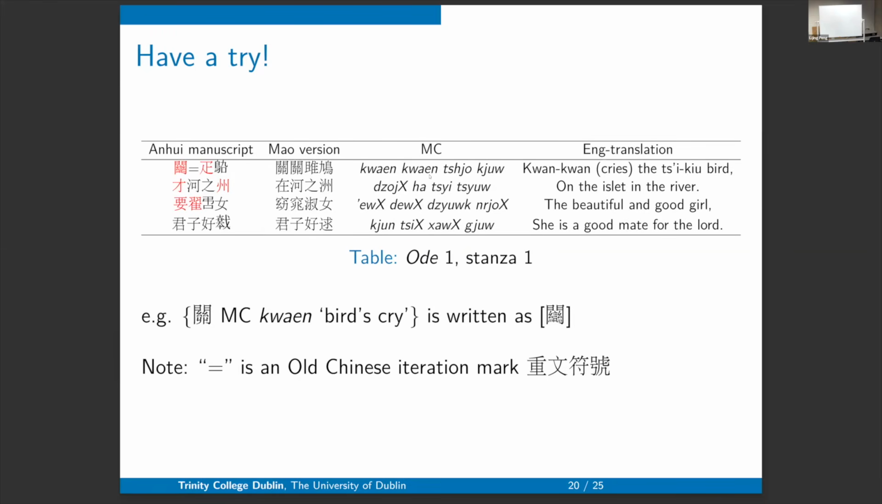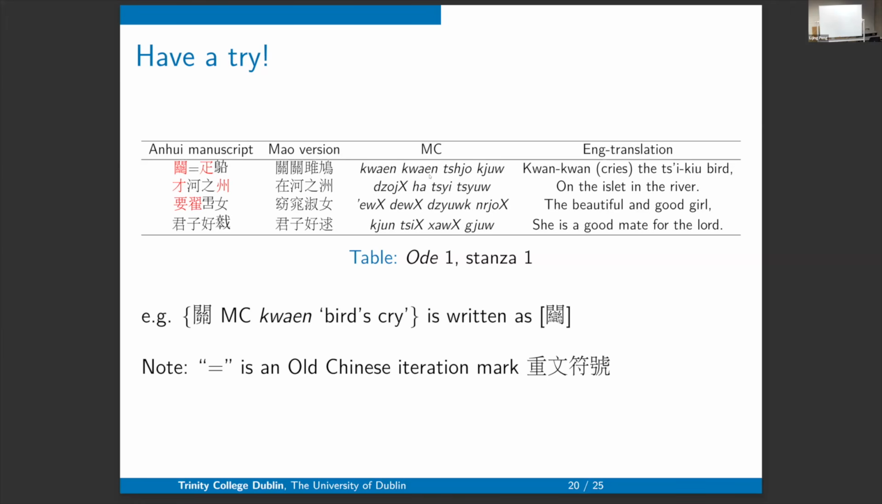Now, for those who have sharp eyesight, you can take a screenshot and do it in the break. Here is the Anhui version. Here is the Mao version. I've done the first one for you: you say this is written as this. You can do some of the other ones in this stanza and email them to me. I'll just point out that this equals sign means a repeated character. I'll give you 5 seconds to take your screenshot, or I can share the slides afterwards, or you can just look at the Anhui manuscript.